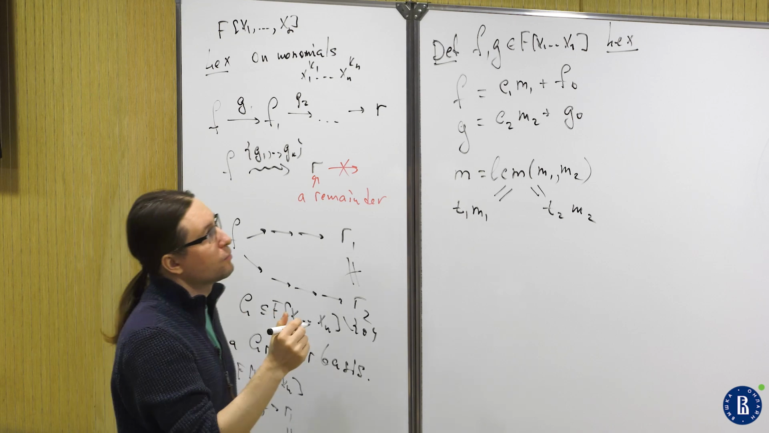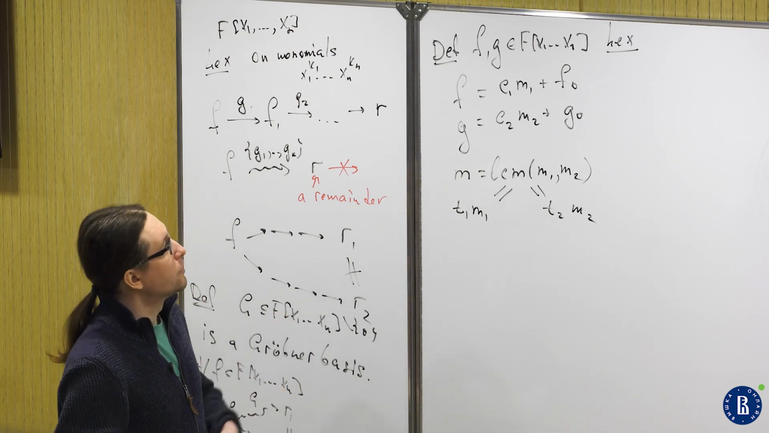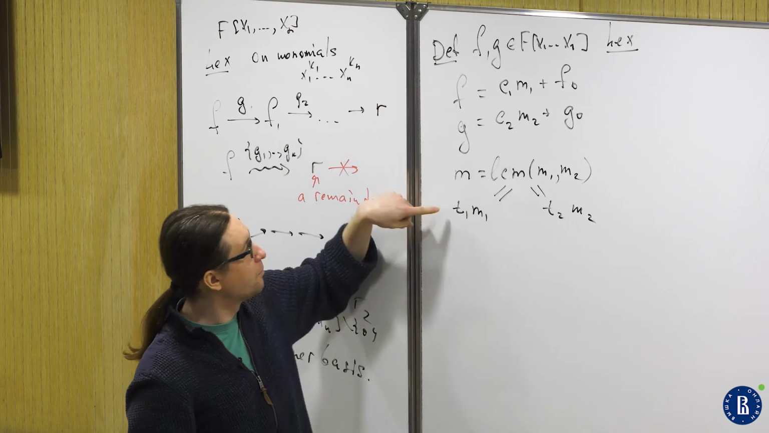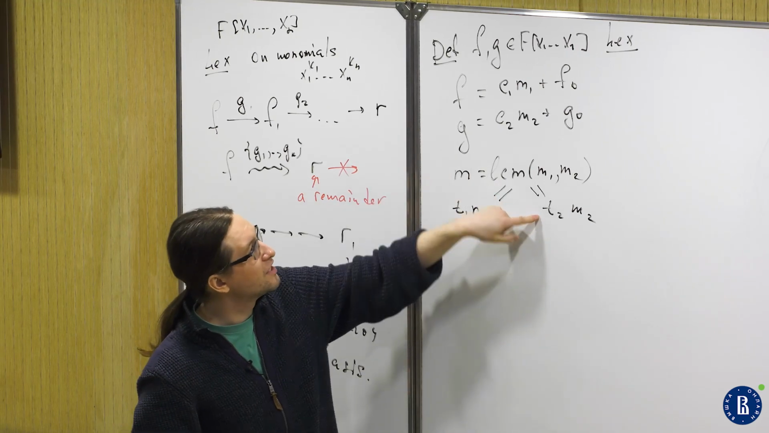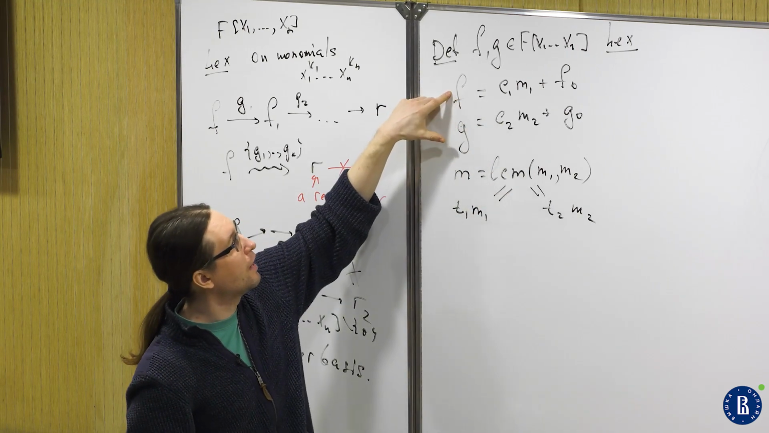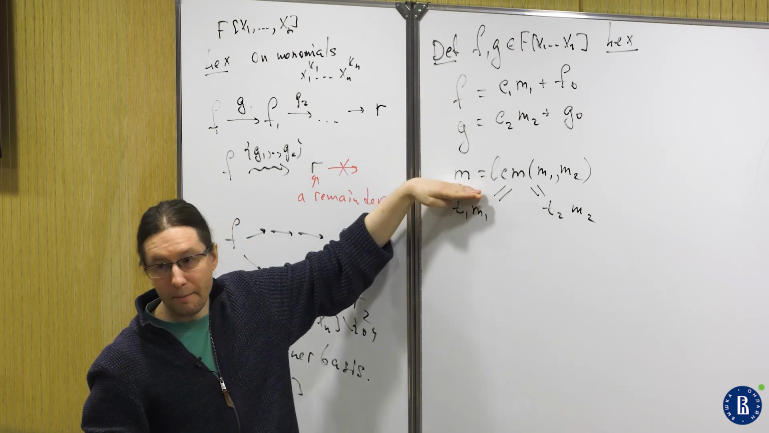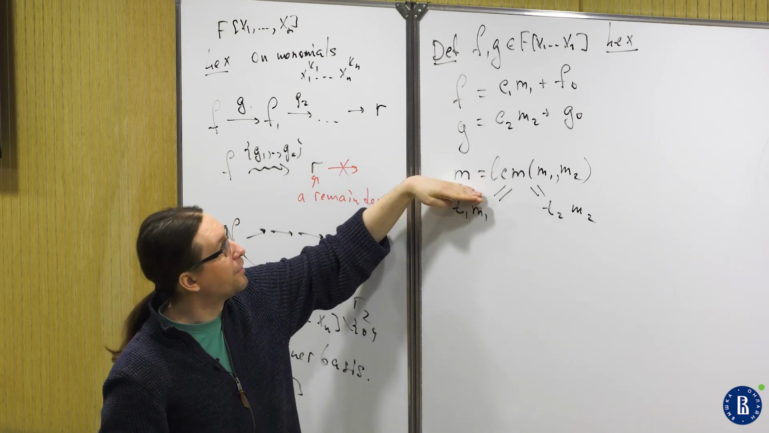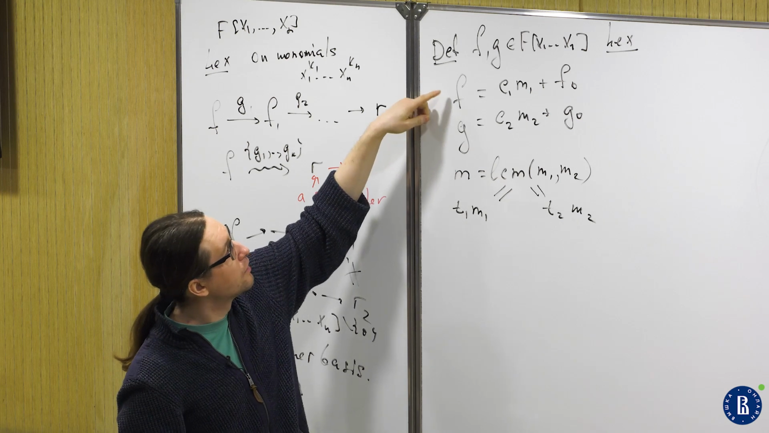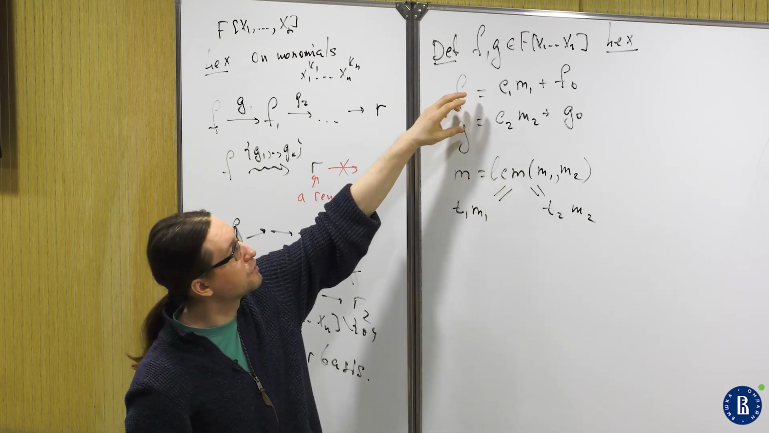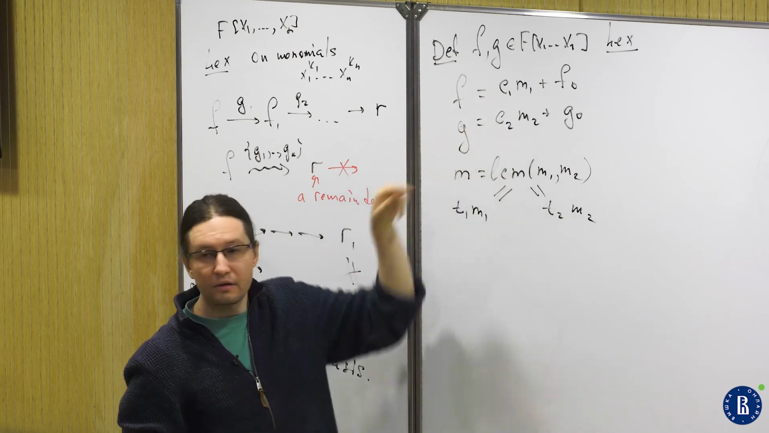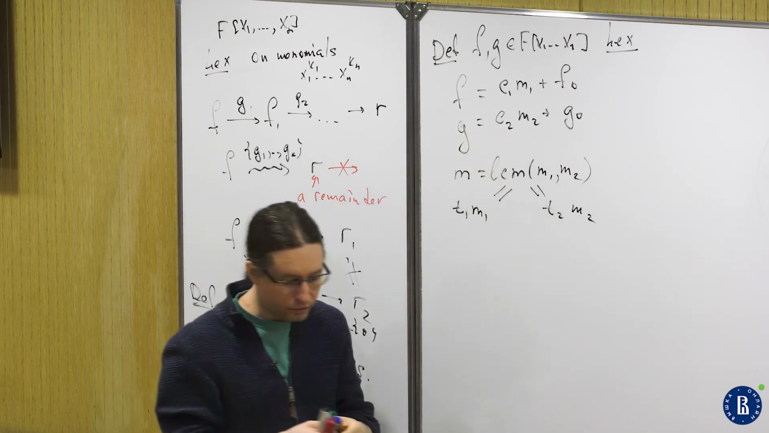Now, what I want to do is multiply F by T1 and G by T2 such that the leading monomials of F and G become M. And then I want to subtract one from the other with suitable coefficients such that the leading terms are cancelled. So this is what I want to do.